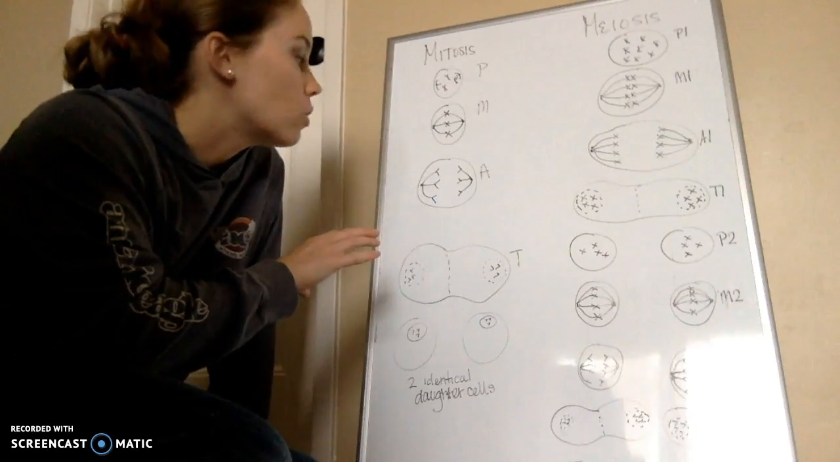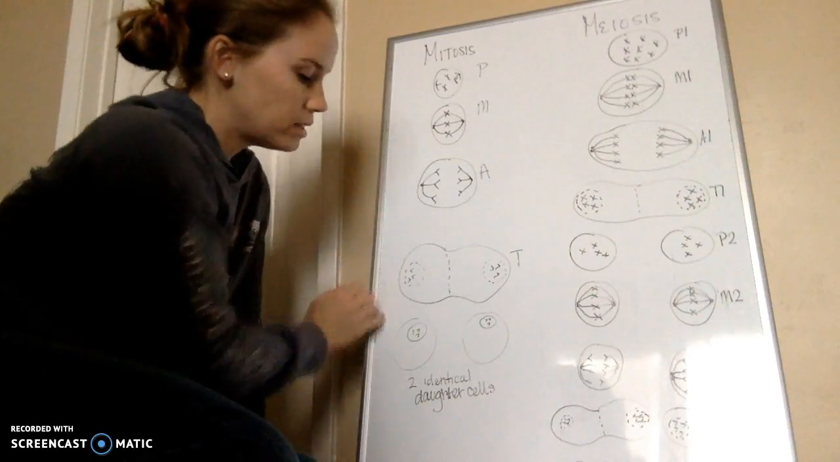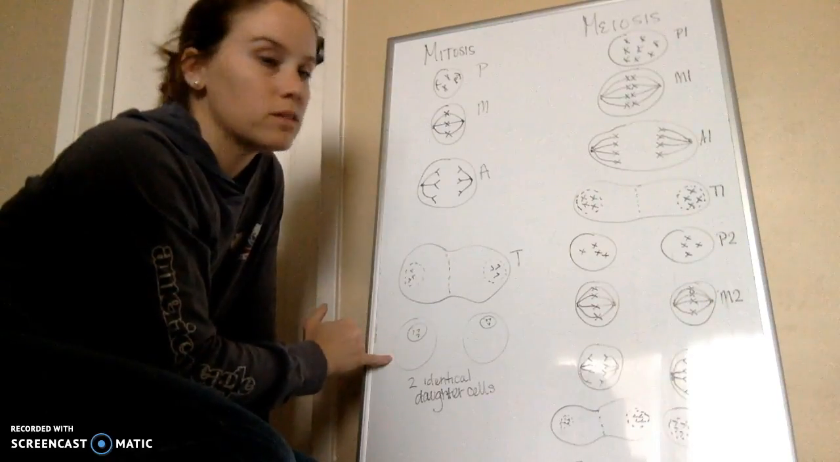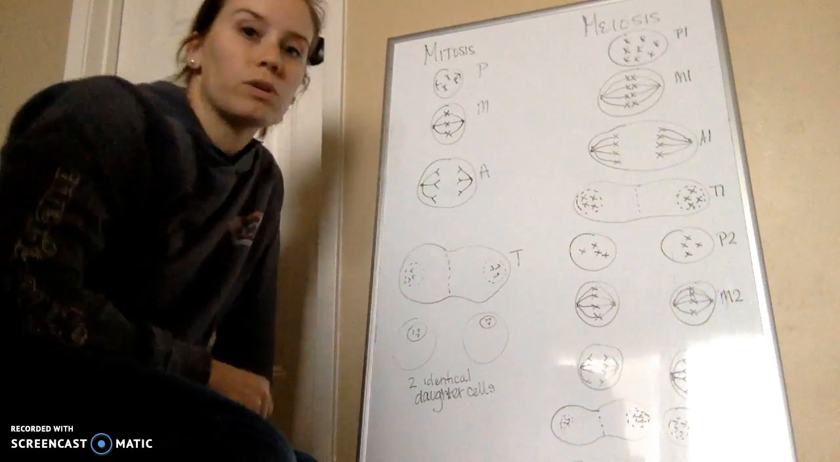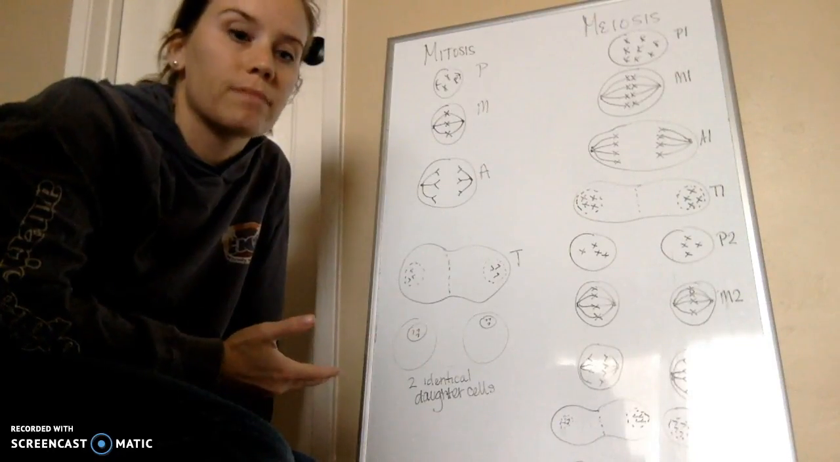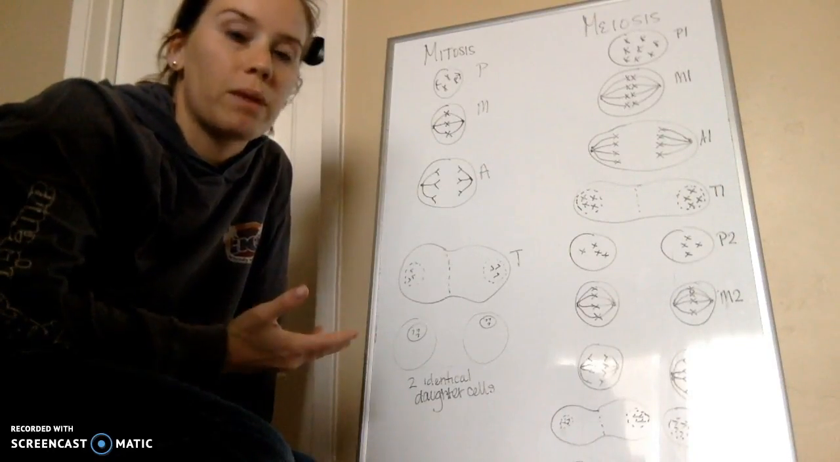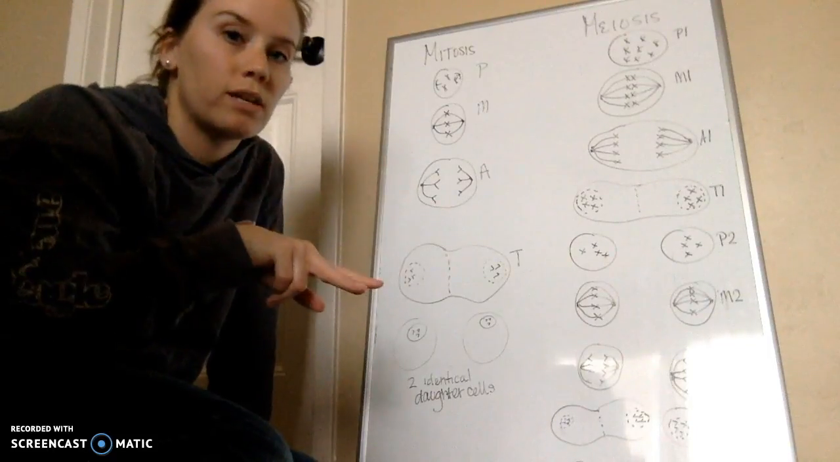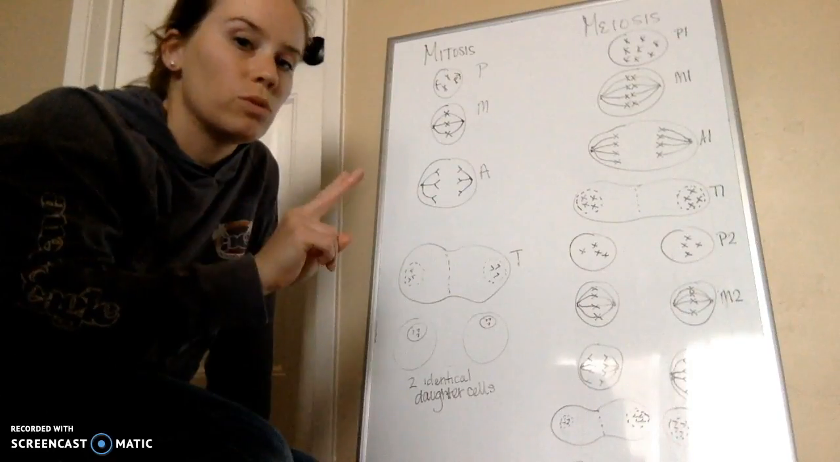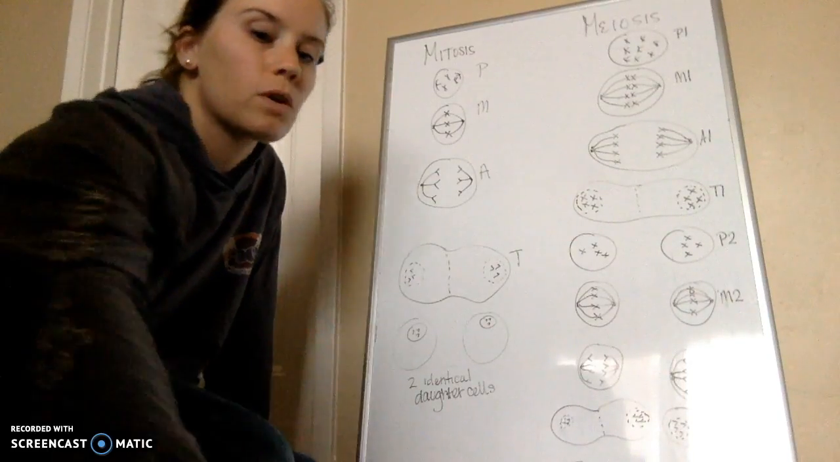It's going to go through these phases, and at the end of it, you're going to get two identical daughter cells that are going to look exactly like your original cell that you started with. That's the big thing about mitosis: you get two identical daughter cells. So we're splitting that nucleus and we're getting two identical ones at the end.